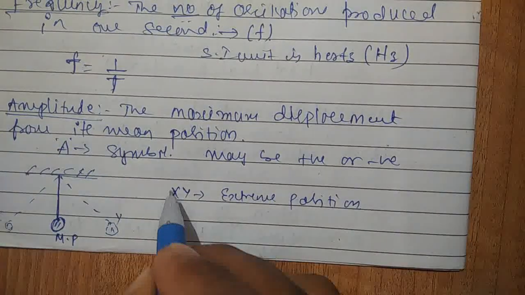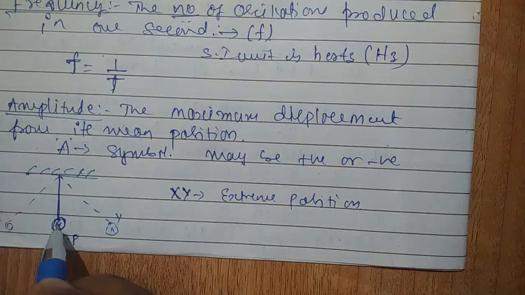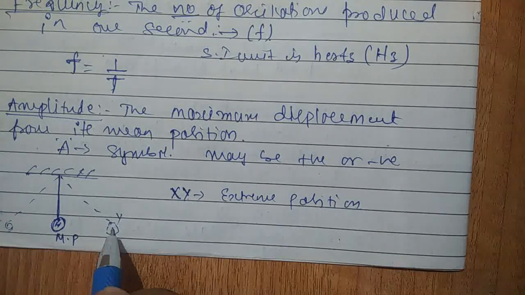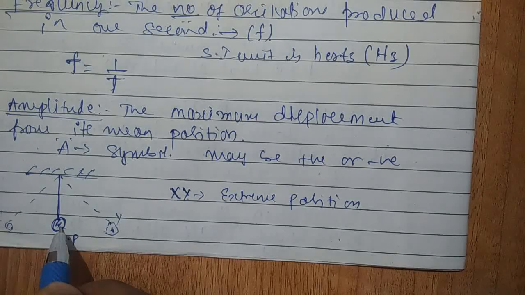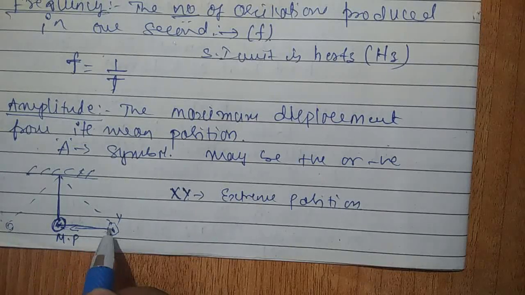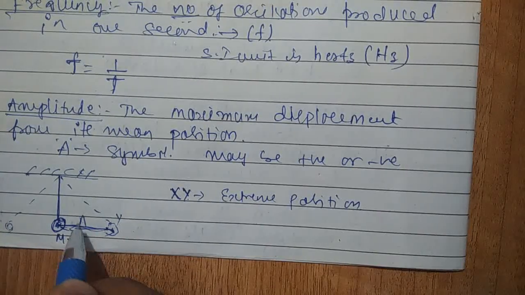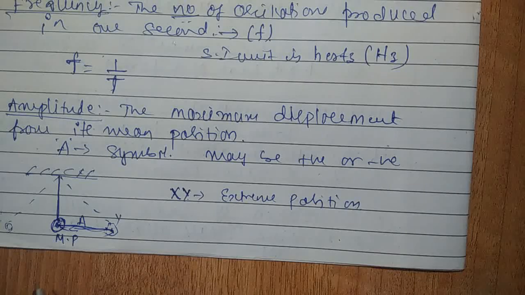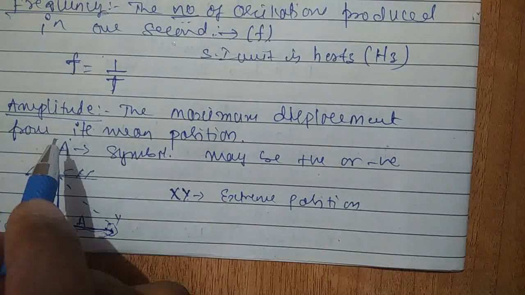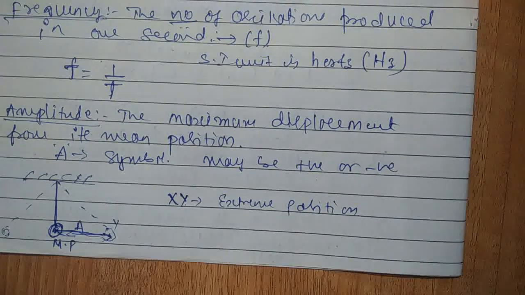Now, this is the maximum point that the bob can reach. After reaching this point, it goes back towards its mean position, correct? So this is your maximum displacement, and this is what we call the amplitude. The maximum displacement from its rest position or mean position is the amplitude of the oscillation. Sometimes it will be positive and sometimes it will be negative.